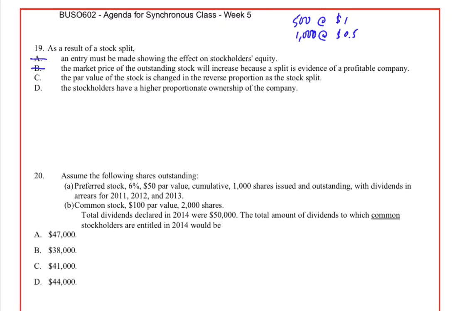The par value of the stock is changed in the reverse proportion as a stock split, and that's true, right? We just saw that. You go from 500 to 1,000, then the par value goes in the other direction from $1 to 50 cents. And D, the stockholders have a proportionate share. No, they don't, absolutely not, because they just have the same proportion of a larger number of shares. So the answer is indeed C.